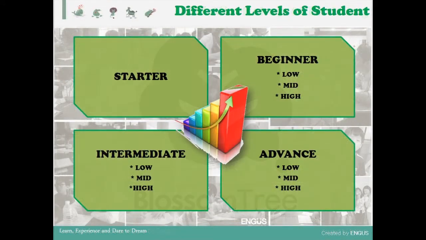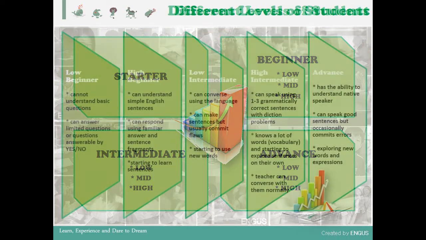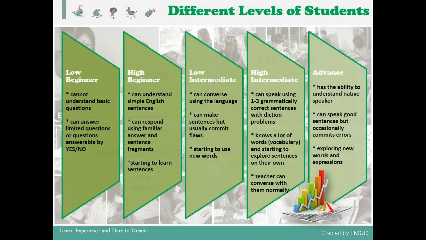The levels of students start from starter, low, mid, high beginner, low, mid, high intermediate, and low, mid, high advanced. And there you have it. Now let's try to define each level of students starting from low beginner. Low beginner students cannot understand basic questions, can answer limited questions, or questions answerable by yes or no.